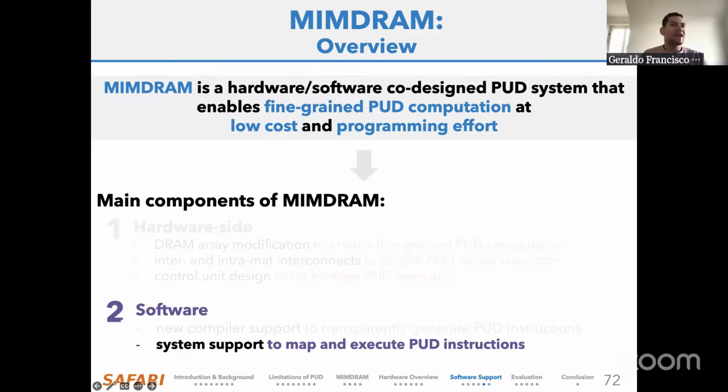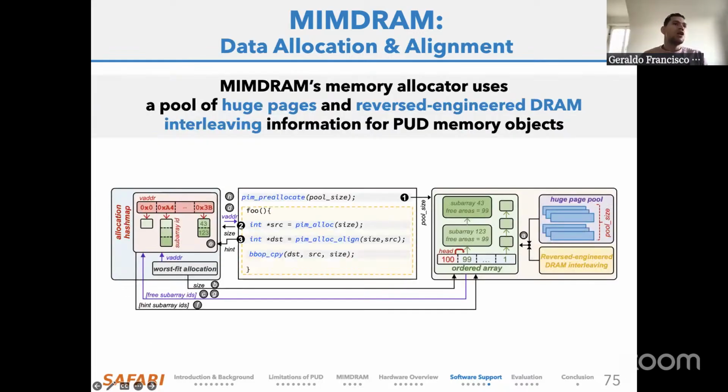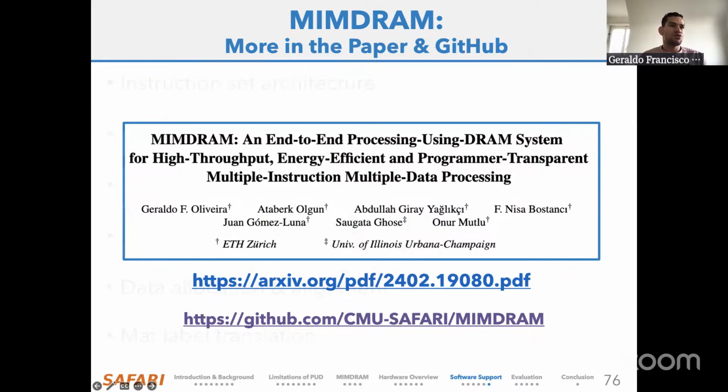Such system support includes ISA extensions, execution and data transposition, data coherence, address translation, data location and alignment, and metadata translation. I'll briefly discuss our data location and alignment routine. MIMDRAM requires data from processing-using-DRAM instructions to map to the target DRAM mat correctly. To allow the memory allocator to influence the physical data allocation of processing-using-DRAM operations, we implement a new memory allocator that leverages huge pages and reverse-engineered DRAM interleaving information for processing-using-DRAM memory objects. For more details, I invite you to check our paper.